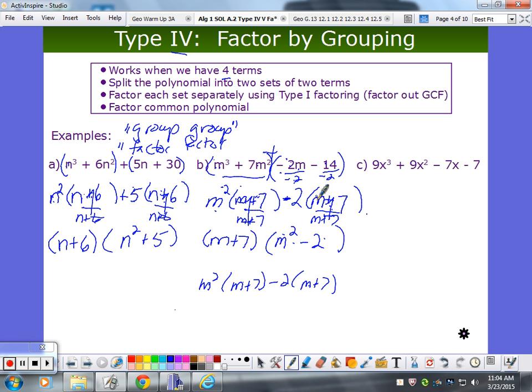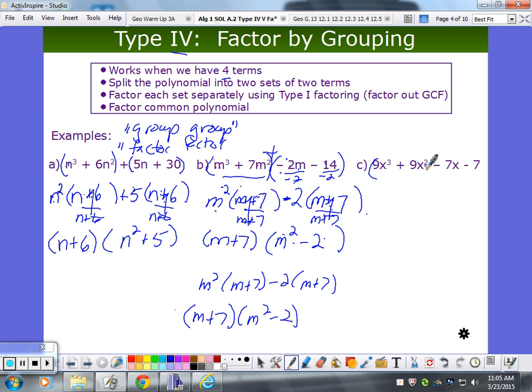I was wondering if it's okay if we just put the m plus 7 in parentheses and then put the rest outside. Just do this? Yes. That's what I want you to do. But I want you to know why, because this could be next week and you forgot. We have a break coming up. So I want you to know why.